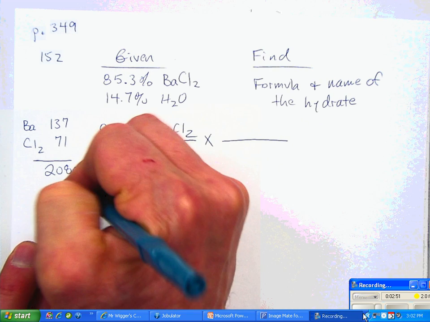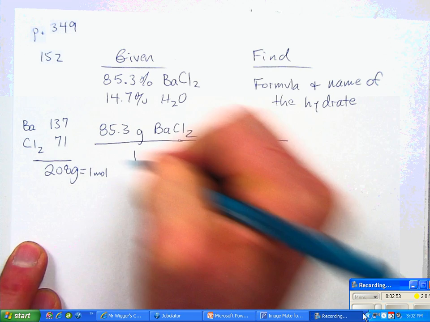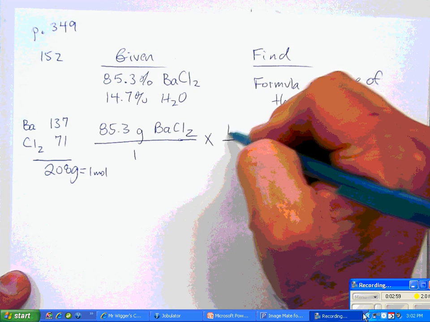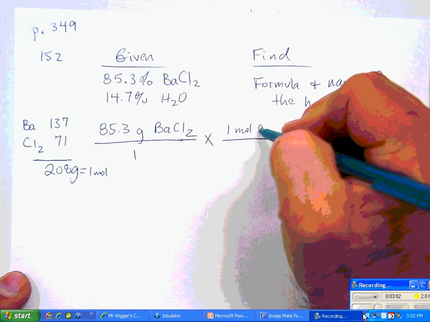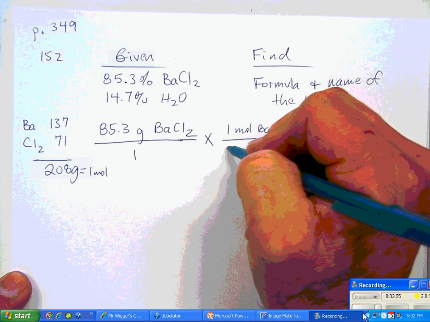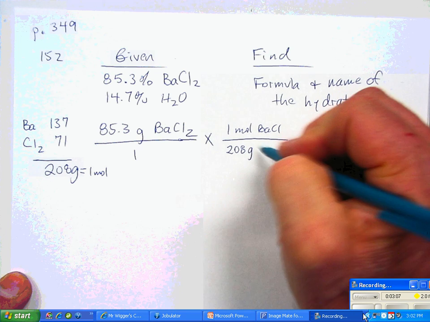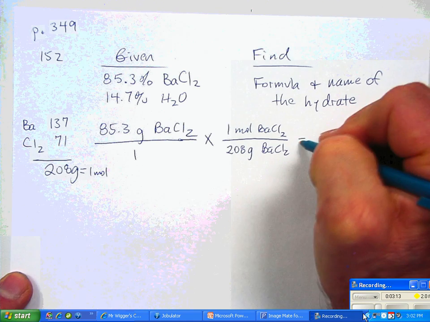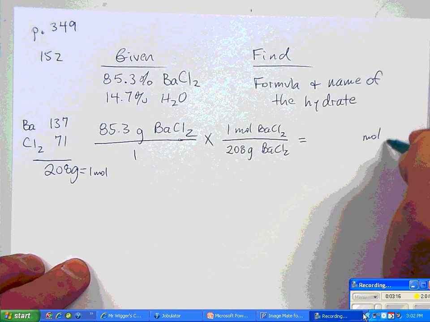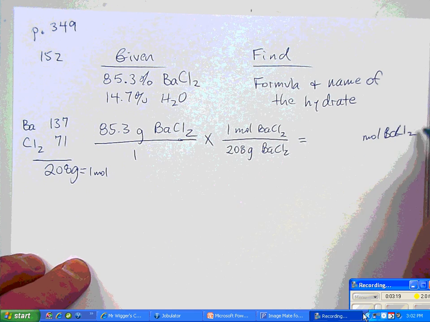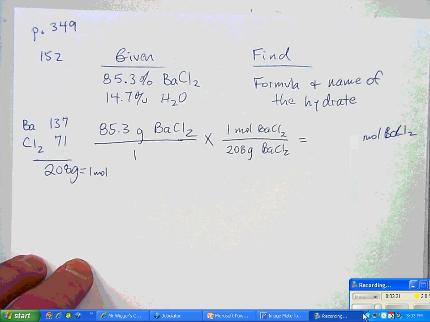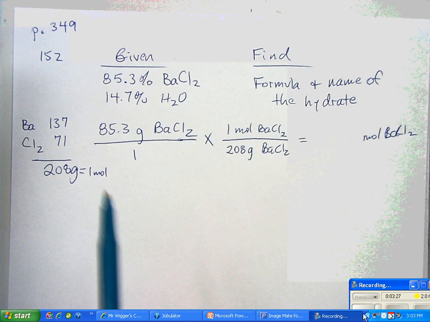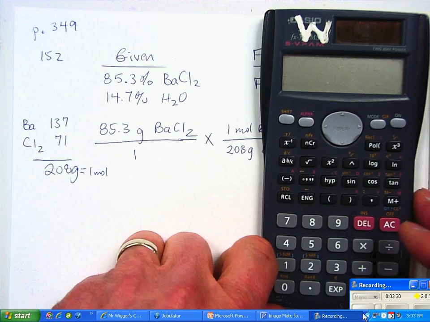Now, this is grams that equals 1 mole. Who goes on the top? Who goes on the bottom? Moles on top, yes. 1 mole of barium chloride on top, and on the bottom we have 208 grams of the barium chloride. Oops, that's Cl2. BaCl2, and that's going to give us our moles of BaCl2, barium chloride. We don't have the name of the molecule yet. We're just finding out the moles first. So first thing we need to do is calculate that.